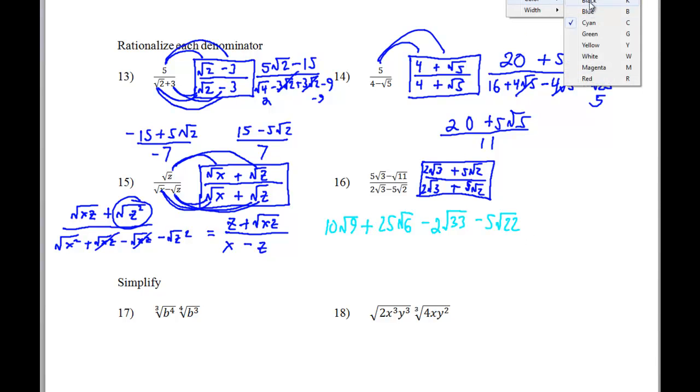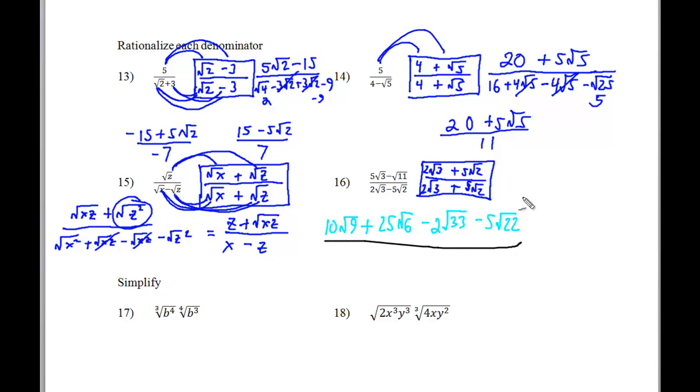I'm going to take my denominator here after I draw my little division symbol there. I'm going to change this to green. So let's look at this. Now I've got 2 square root of 3 times 2 square root of 3, which is going to be 4 square roots of 9. The 9 will be simplified. Then 2 square roots of 3 times the 5 square root of 2, which is going to be 10 square root of 6.